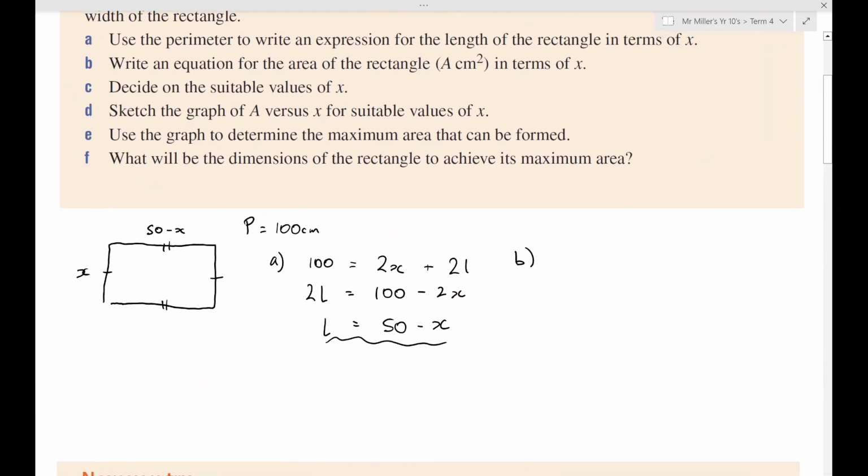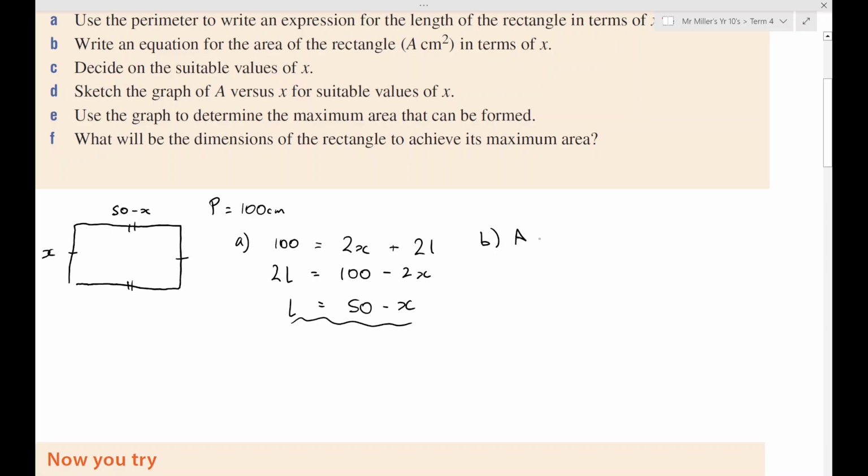B, write an equation for the area of the rectangle. Well, the area of a rectangle is equal to length times width. We saw that the length was 50 take x, and we saw that the width is x. So x times 50 take x is, well, that's already an equation for the area. If we wanted to go further, we could say 50x take x squared. And yeah, we'll just leave it like that. So we can see it's a quadratic equation.